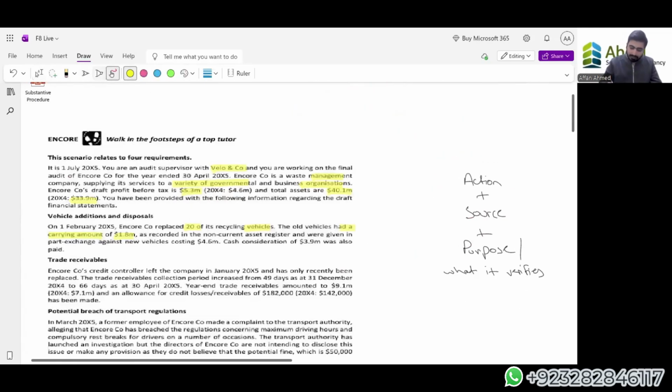What are they telling us next? Next, they're telling us that as recorded in the non-current asset register, 20 vehicles were given in part exchange for a new vehicle of 4.6 million. Cash consideration of 3.9 million was also paid. So in this situation, we have given 20 of our vehicles, and they are sold for 1.8 million. And basically, we are having new vehicles bought for 4.6 million. So we are paying 3.9 million.